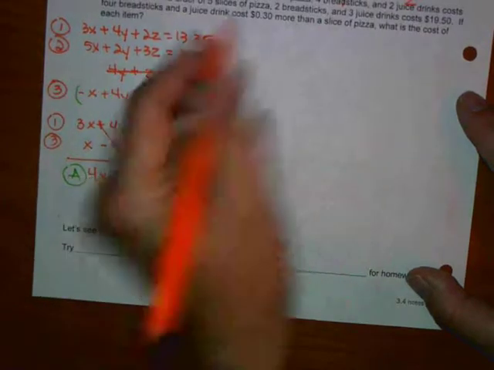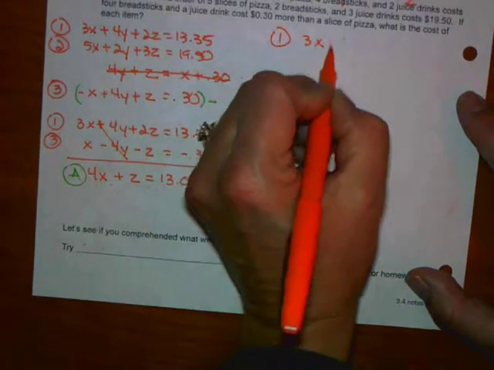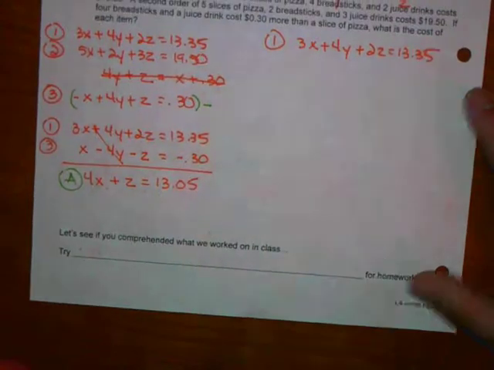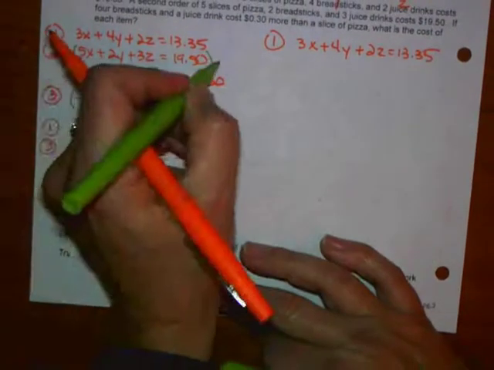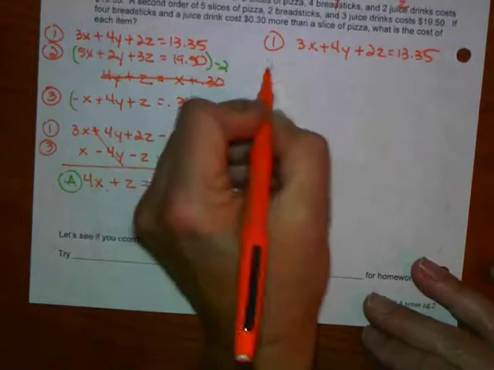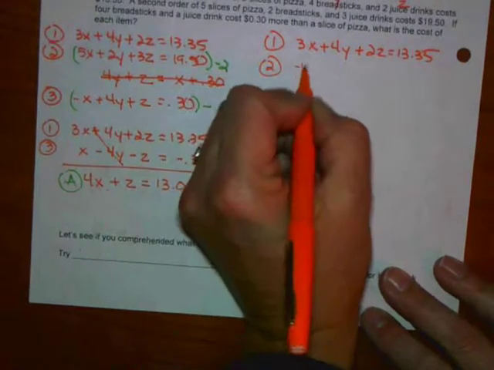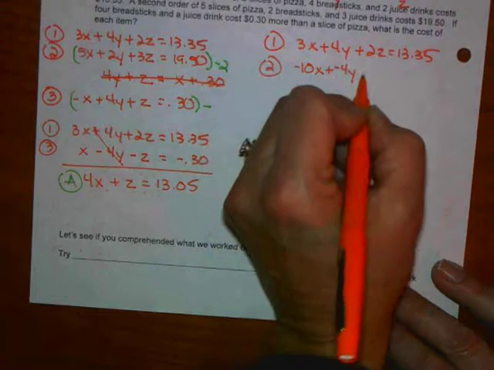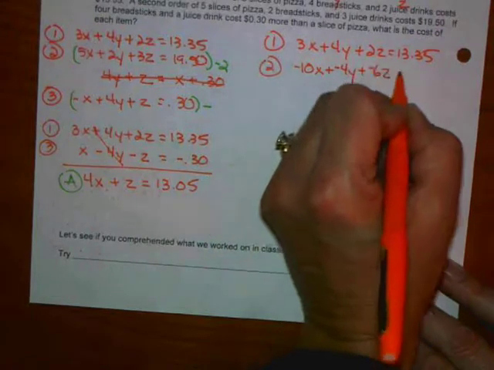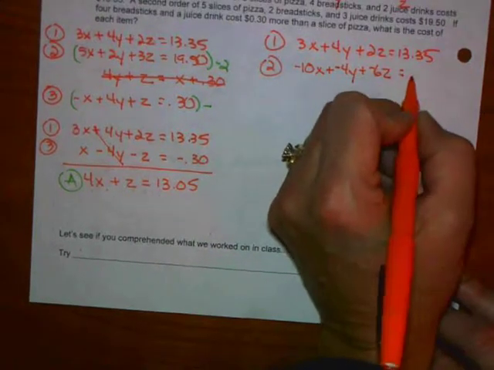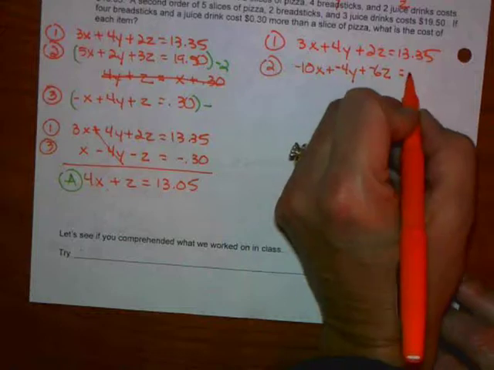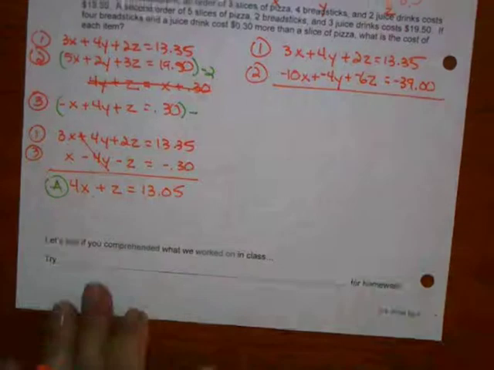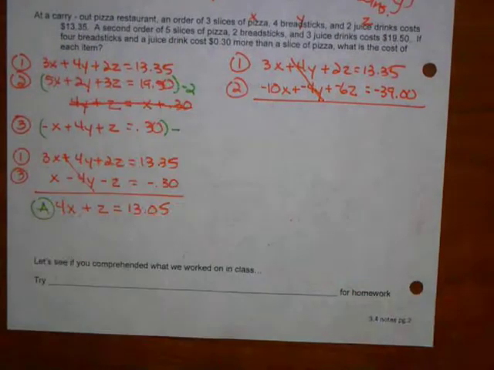Yes? Yes. So I'm going to rewrite 1. That's staying the same. I'm going to multiply 2 through by negative 2. So I get negative 10x plus negative 4y plus negative 6z equals what? Negative 39. I don't want to make a mistake on that. Yeah, it's got to be negative 39. Cross those off.